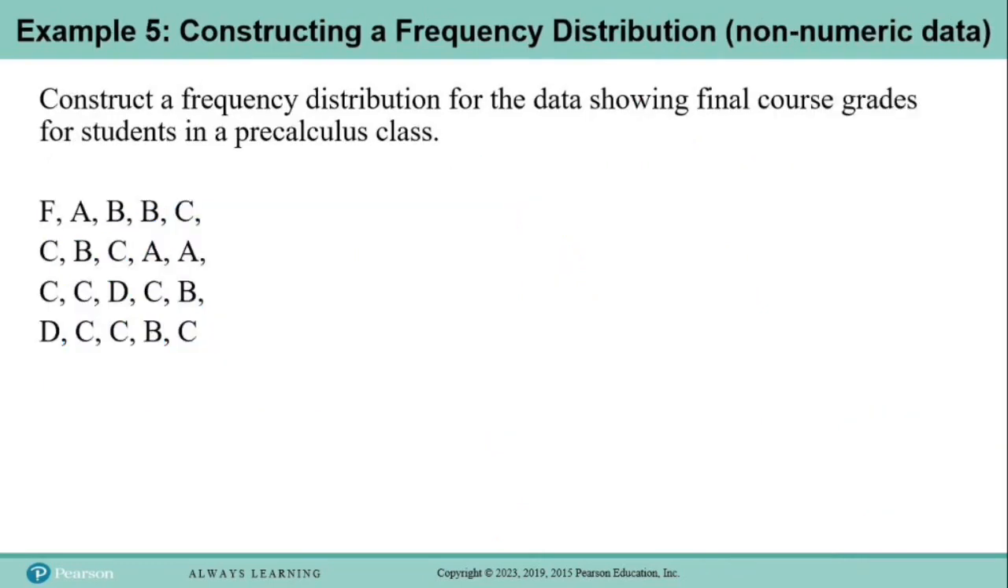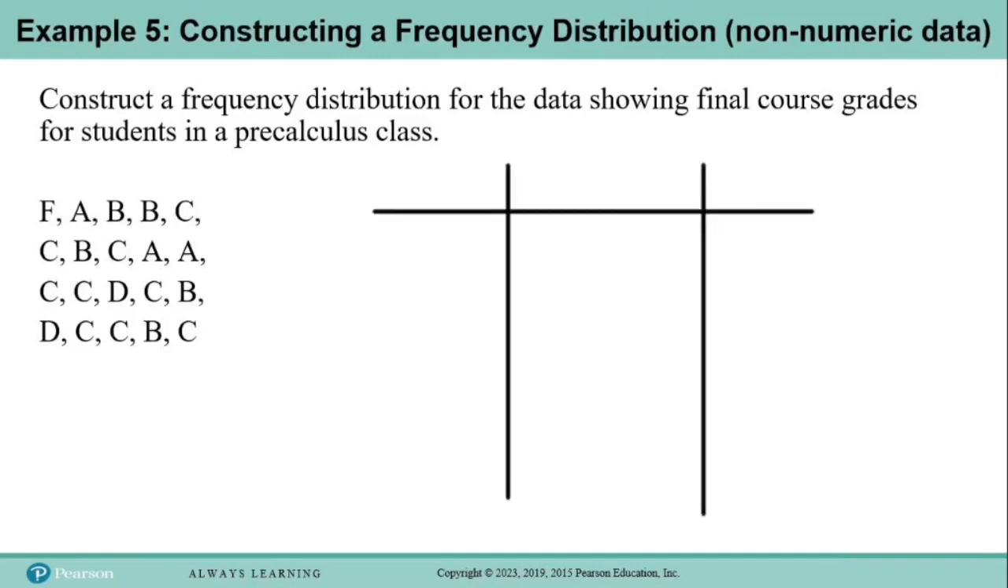Now let's look at example 5. Construct a frequency distribution for the data showing the final course grades for students in a pre-calculus class. Okay, so we know how letter grades work. The grades are going to go from A to F. Let's go ahead and set up our table.